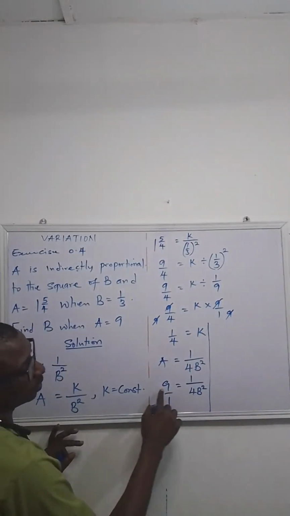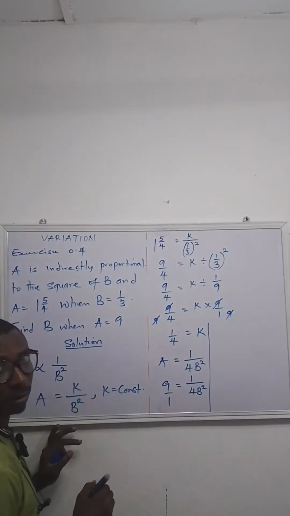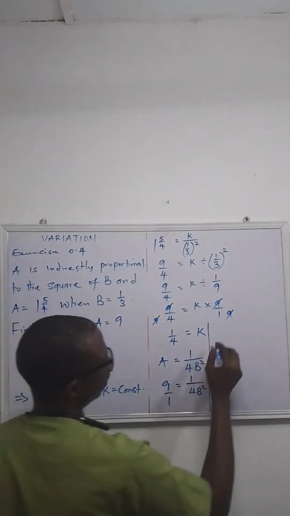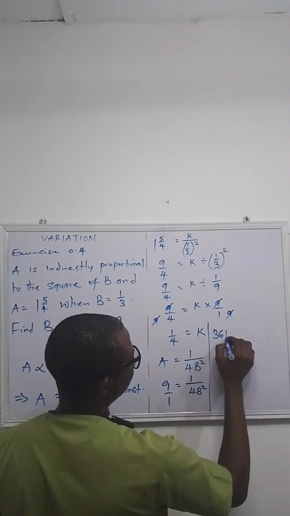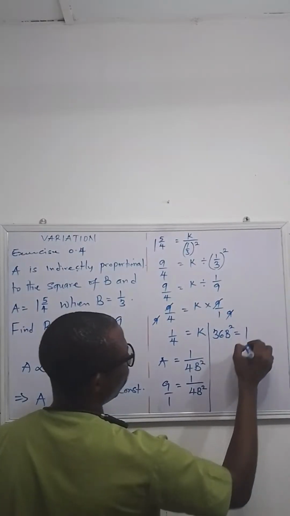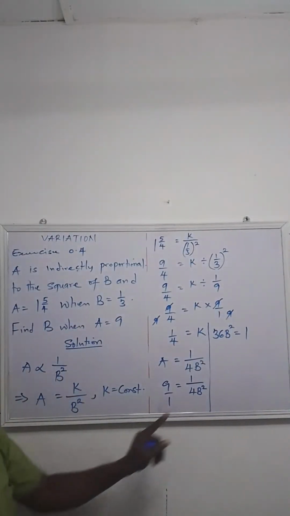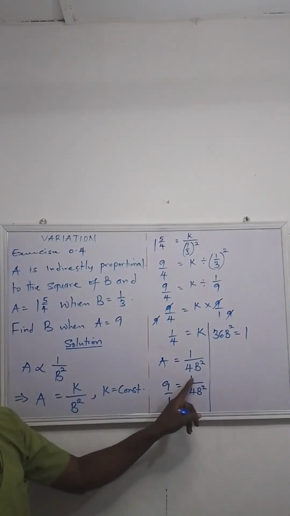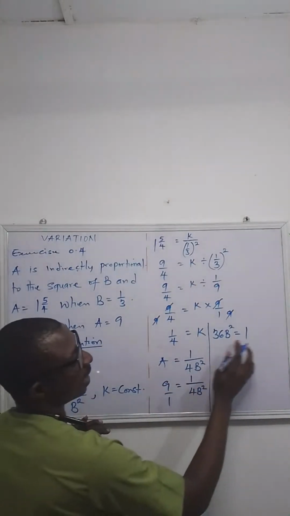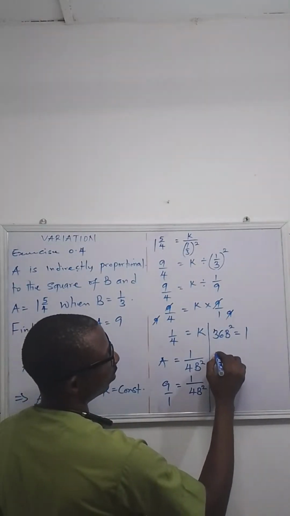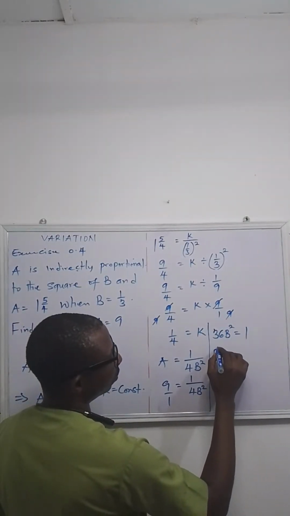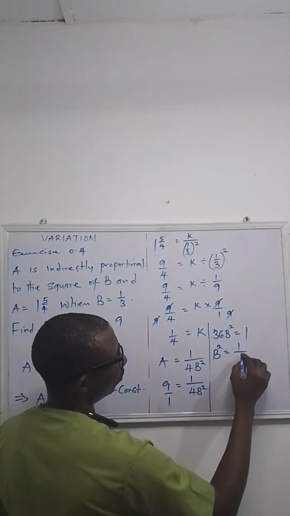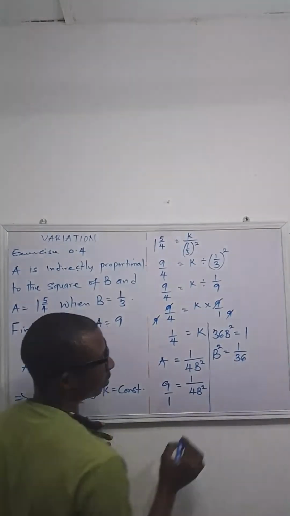So when you use this to multiply this, what do you have? You have 36b squared equals 1. This times this is 36b squared, and 1 times 1 is 1. So you divide both sides by 36, and you have b squared equals 1 over 36.